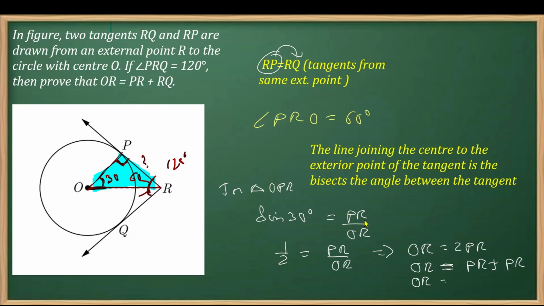So this is OR; let the first be PR only. What I'm going to do is replace the second PR with RQ, as we have proved it equal in equation 1. I think this is what we need to prove in this question.